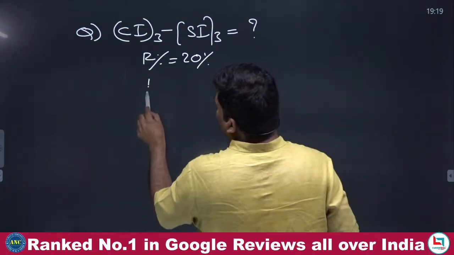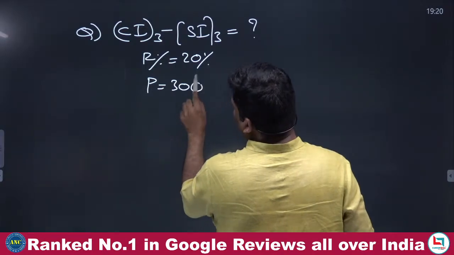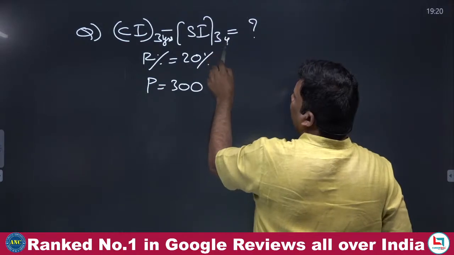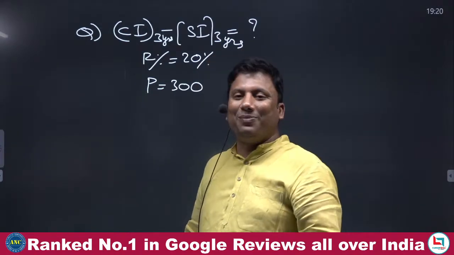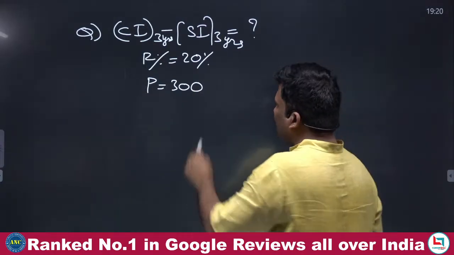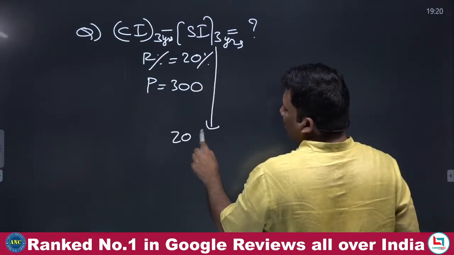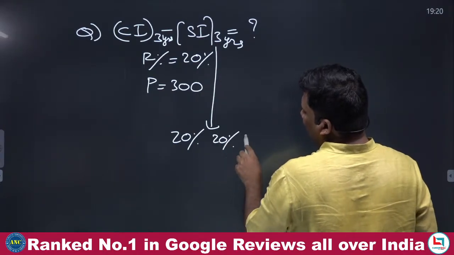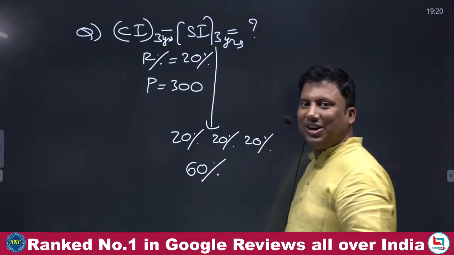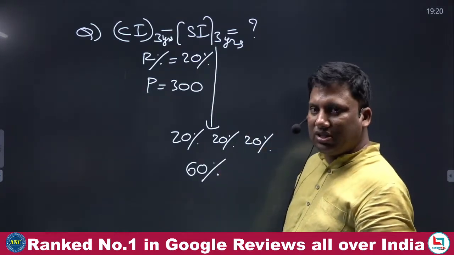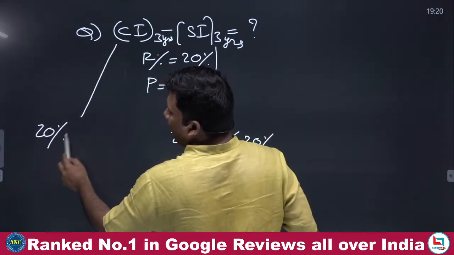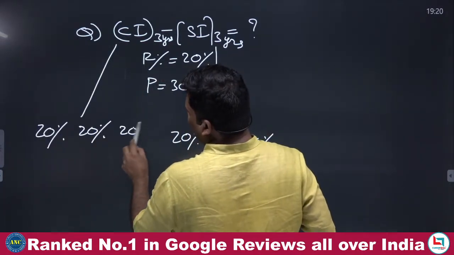R percentage is 20%. P is 300. It is CI for 3 years, not for the third year: CI for 3 years minus SI for 3 years. How much is it? R percentage is 20%. For 3 years: first year 20, second year 20, third year 20. Overall it is 60%. Are you all with me? Next, CI is successive: first year 20, second year 20, third year 20.